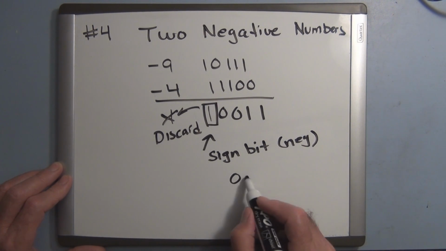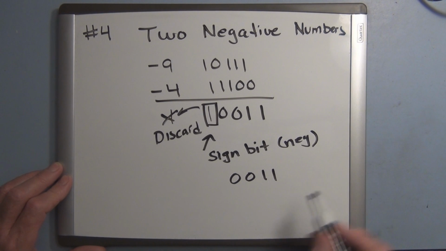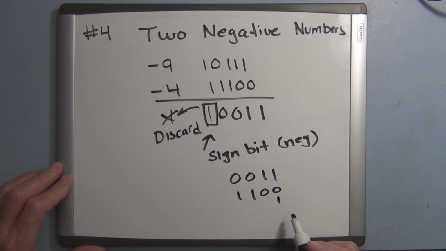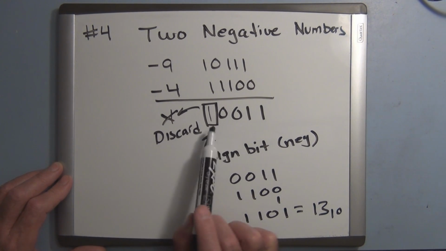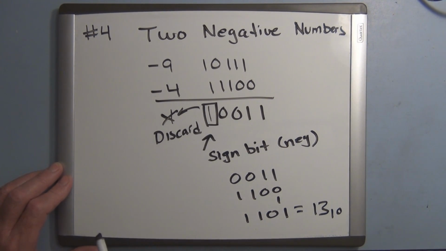So to check out the true magnitude form of this number, we're going to complement it and then add a 1, and we get 1, 1, 0, 1, which is 13 in decimal. So in fact, this is the 2's complement form of 13, minus 13.